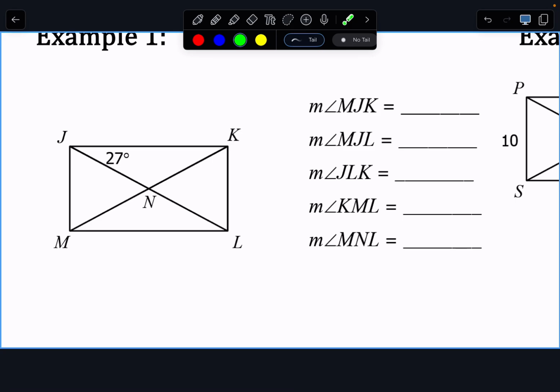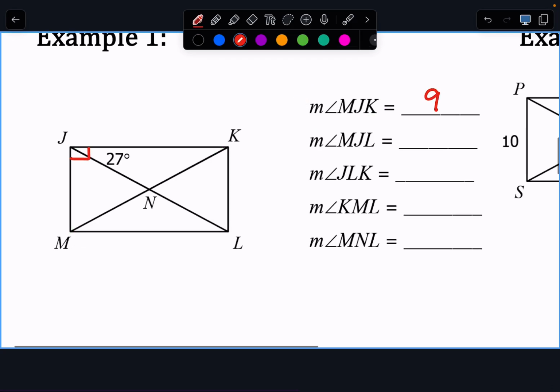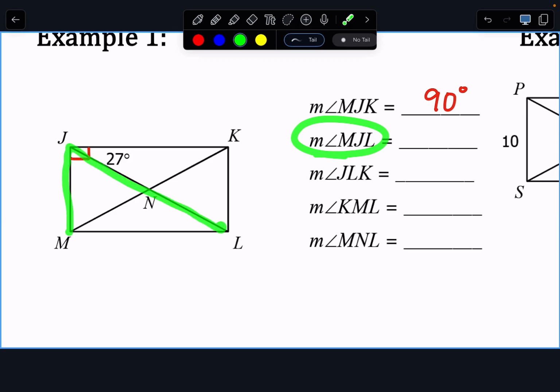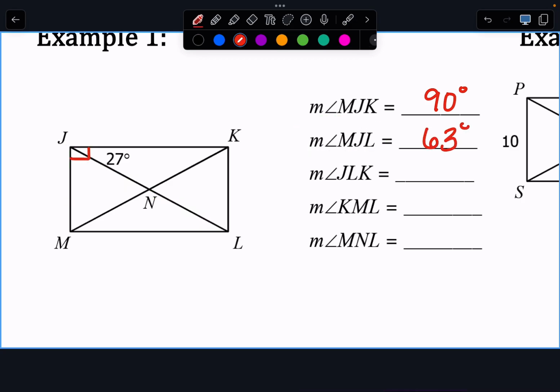Okay? So what about M, whoops, this says MJK. Well, if it's a rectangle, darn it, that better be 90 degrees. Okay. MJL is this. How'd you get 63? These two are complementary. Remember that word. Because they make a right angle. So they need to add up to 90 degrees.